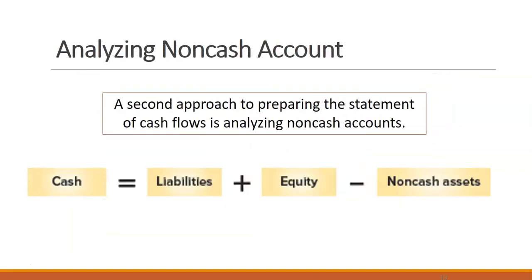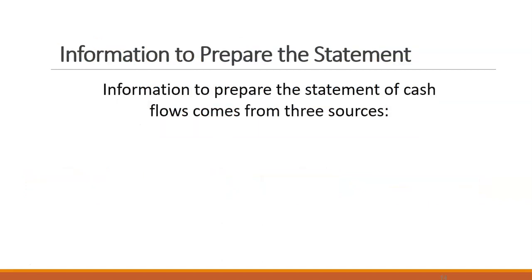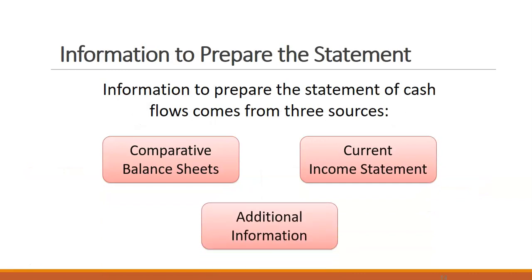When we look at the cash account, we have cash equals liabilities plus equity minus the non-cash assets. So we also can look at non-cash accounts. The items that we need to prepare a statement of cash flows are our balance sheets. So two periods of balance sheets, the before and after, a current income statement for the period, and any additional information we might have about sales of assets or sales of stock.